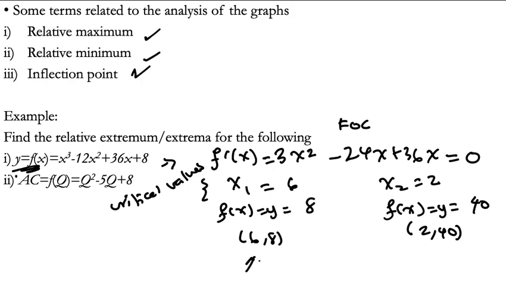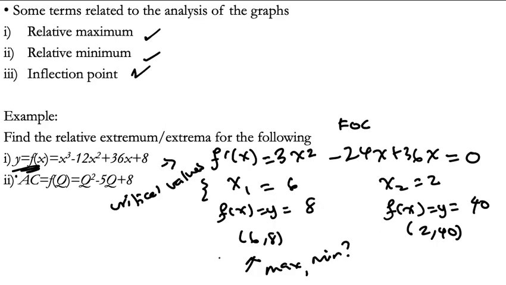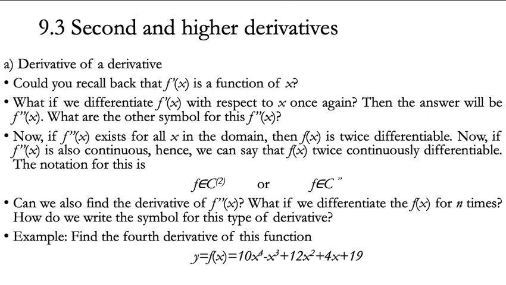Whether this particular point is a maximum or minimum, there is a way to check it. Of course, for the time being, if we look at this graph here, we just look at before x0 and after x0, what happens to the slope? Is it positive or is it negative? But actually, formally, there's a way to find it. That method will be explained in the second part here.